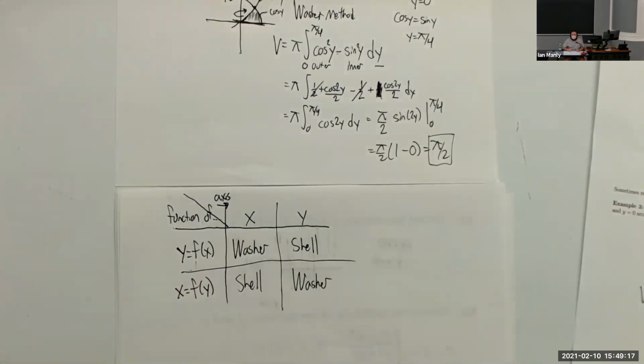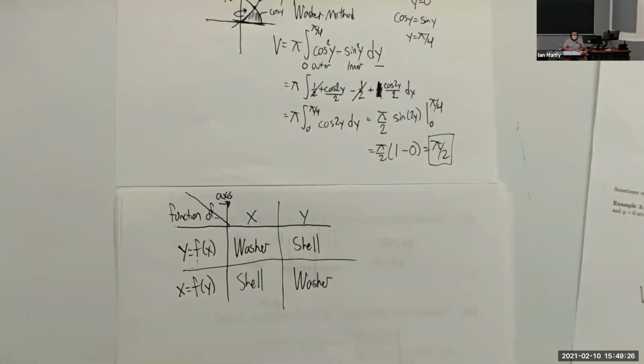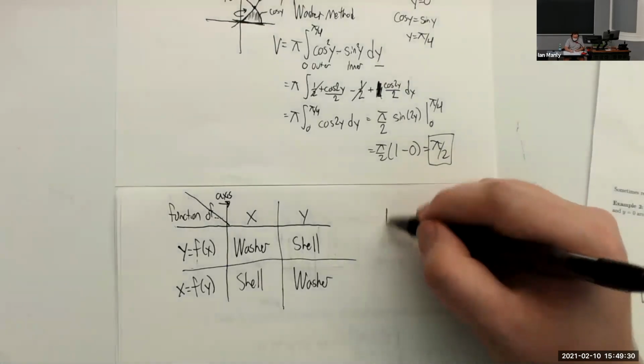Now, one possibility, which I'm not really going to go over, is that you can convert your functions from, say, y is a function of x to x is a function of y, and then you could use whichever method you want. I do not recommend that in general, and here's why.